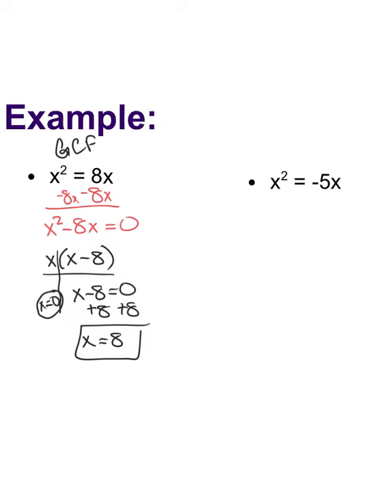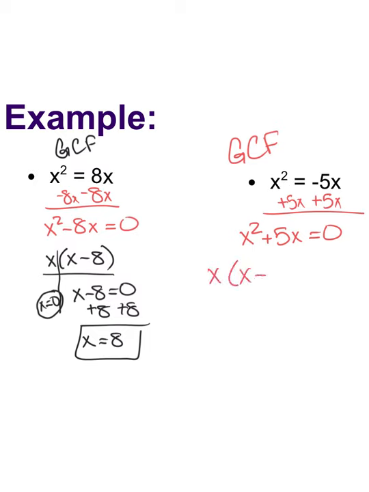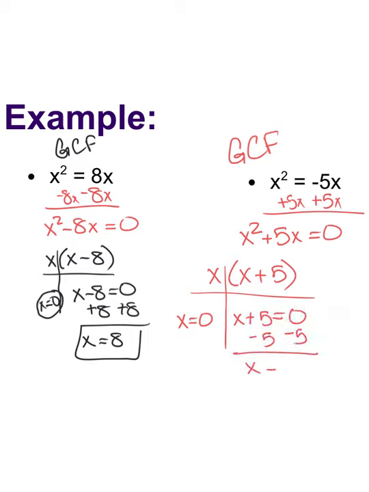For the second one, again, if I look at it, the equation is not equal to 0. So the first thing I'm going to do is add 5x to both sides. Now I have x squared plus 5x equals 0. Again, I notice that both of those terms have an x, so it is also a greatest common factor. So if I factor out the greatest common factor, I'm left with x plus 5. If I T-chart it or set each factor equal to 0 and solve each of them, I am going to end up with x equals 0 and x equals negative 5.